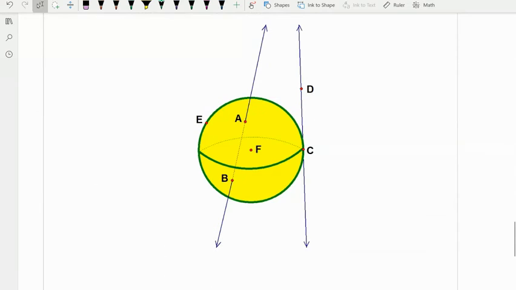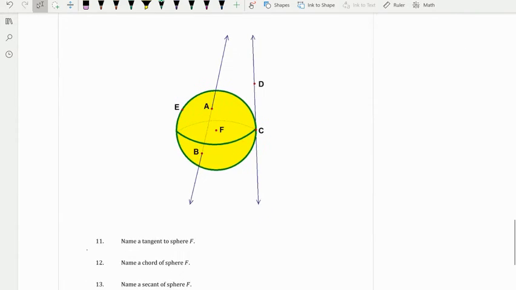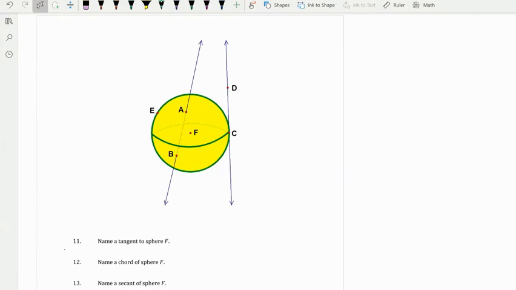In our next picture, we've got a sphere this time. And this time we're actually going to name the parts. So with a sphere, it's the same idea. Chord, secant, tangent, all of those things still have the same definition. It's just on a three-dimensional object instead of a two-dimensional object.